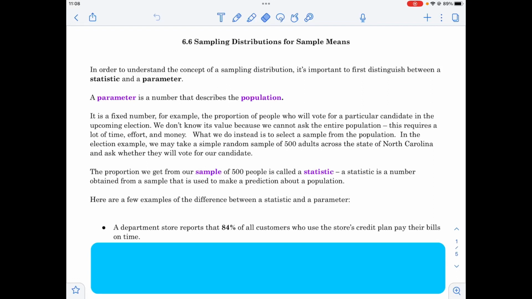Today's lesson is on sampling distributions for sample means. The first thing we need to recall and remember is the difference between a statistic and a parameter. So pretty easy to remember. Parameter starts with a P, and it describes some kind of data point in population.